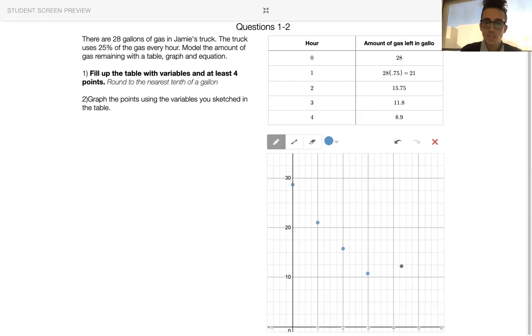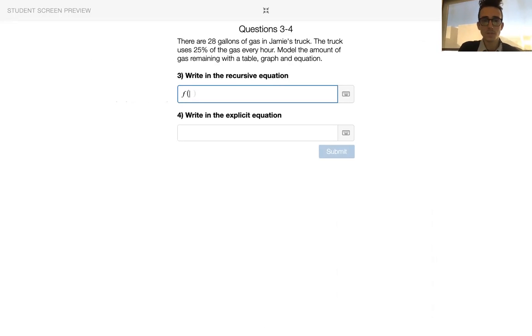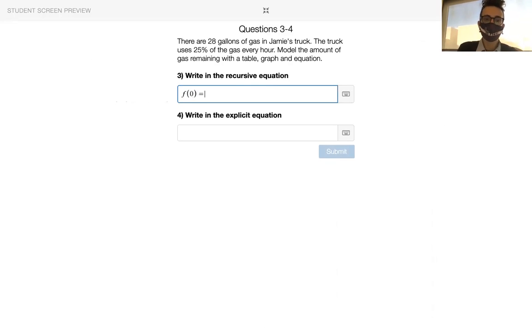Right around there. Hour 4, 8.9. So around here. All right, so that was 2. Graph the points using the variables sketched in the table, done. Write in the recursive, we can do just that. Our starting point was f of 0. We're saying that that was equal to 28, f of n equals f of n minus 1 times 0.75.